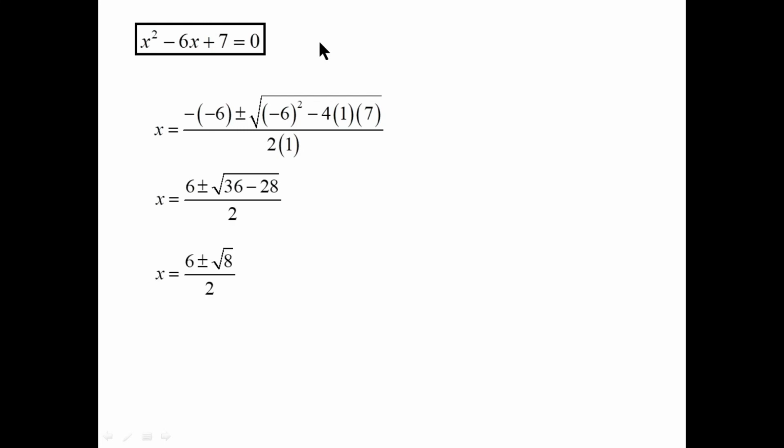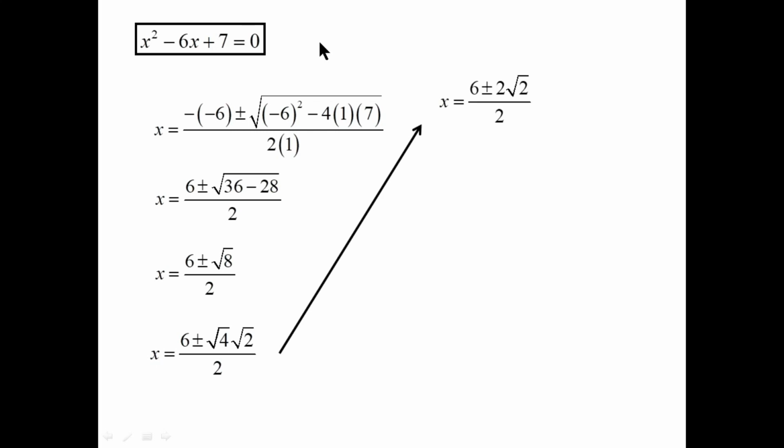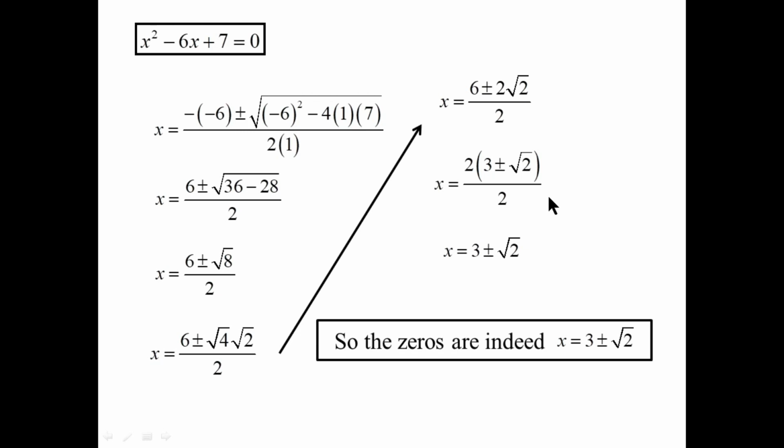Simplifying. Now, root 8, we've learned, is root 4 root 2. And, of course, that's 2 root 2. We could common factor out a 2 in the numerator, leaving behind 2 times 3 plus or minus root 2 over 2. The 2s will cancel. And we have the x-intercepts being 3 plus or minus root 2. That would be 3 plus root 2 and 3 minus root 2. So the zeros are indeed as predicted.